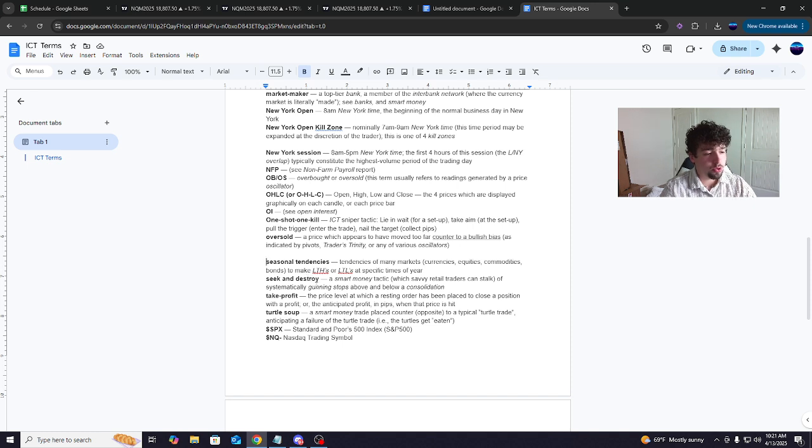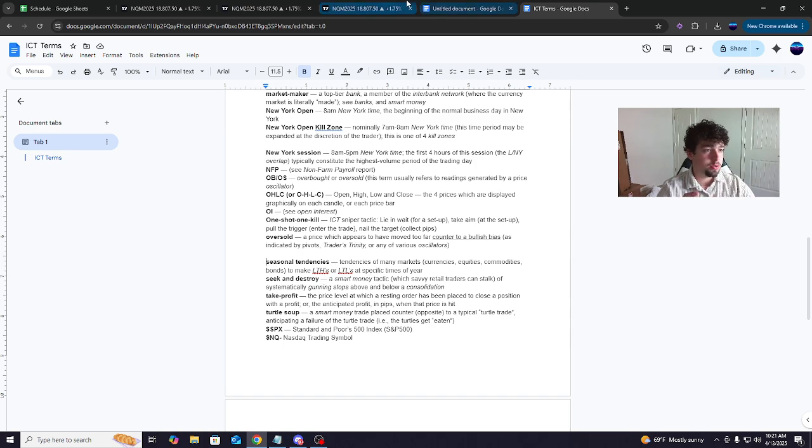Next, we have seek and destroy. It's a smart money tactic. Basically, seek and destroys will have multiple drawn liquidity points, and that's highs or lows. So you'll see a high be swept, and then you'll see a low be swept, and then a high be swept, and then a low. Basically, it's knocking out both buyers and sellers, so nobody can really be profitable. Seek and destroy conditions are the number one thing we are told to stay away from.